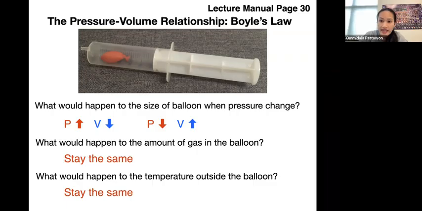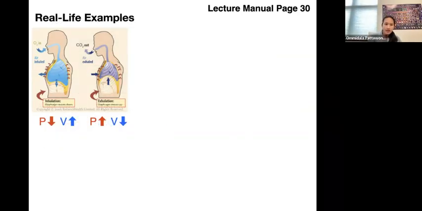Therefore, the conclusion of Boyle's law is that as the amount of gas stays the same and temperature stays the same, as you increase pressure, volume will decrease, and vice versa. That is the relationship between pressure and volume according to Boyle's law. A real life example of this is exhalation and inhalation. For example, as you exhale, right?